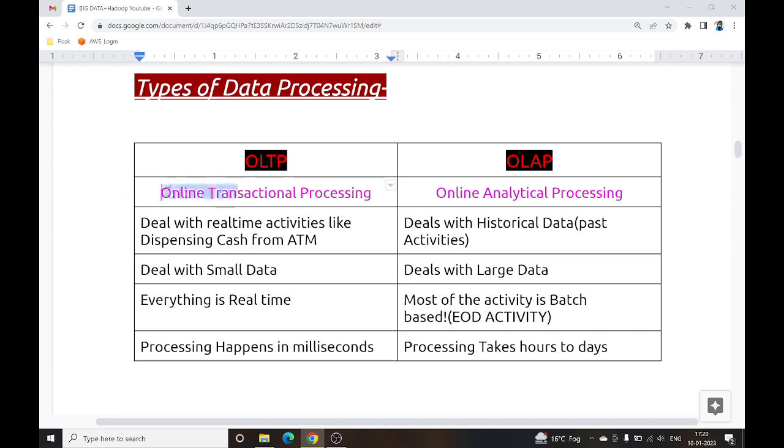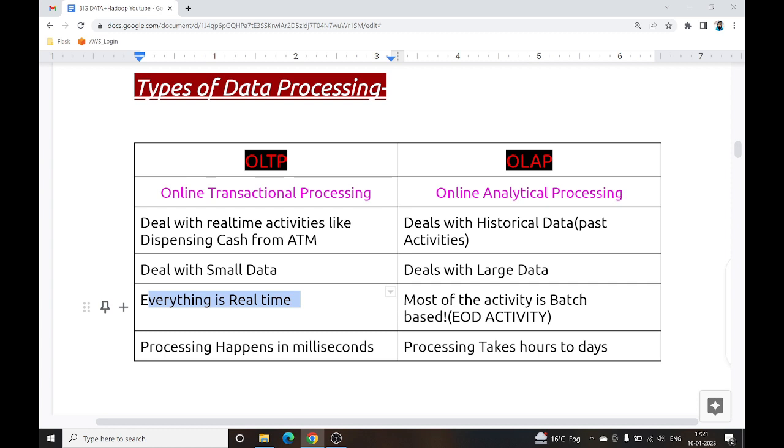Online transactional processing, and second is online analytical processing. So let's discuss these things. Online transactional processing deals with real time activities, like dispensing cash from an ATM. So we say this system is online transactional, because we are doing an online transaction. This type of processing deals with small data, and everything is real time here. The processing happens in milliseconds.